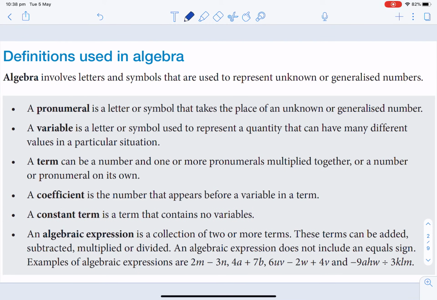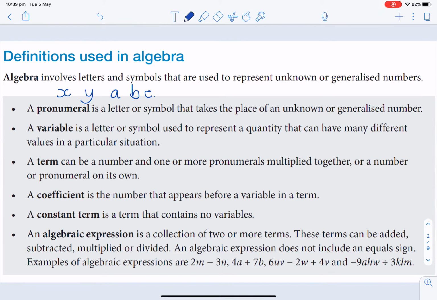So, definitions used in algebra. Algebra involves letters and symbols that most of the time freak a lot of people out, but I'm going to try and get that out of the way and show you that it's not that scary. They are used to represent unknown or generalized numbers. A pronumeral is a letter or symbol that takes the place of an unknown or generalized number. A lot of the time, a pronumeral that we would see is x, y, a, b, c. Just a letter out of the alphabet most of the time.